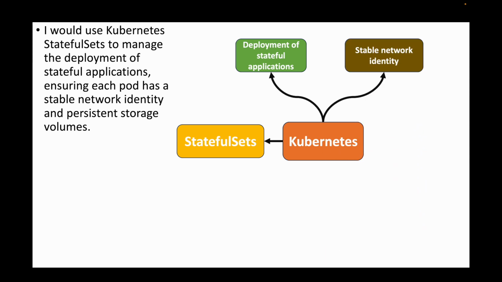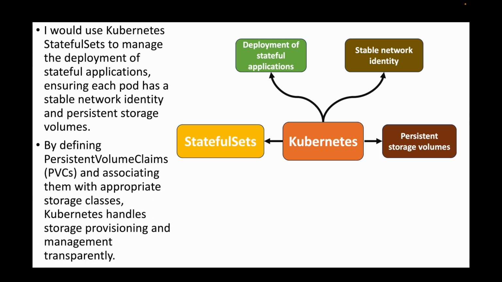That way we can ensure that each of the pods has a stable network identity and also a persistent storage volume. So again, here we make use of deployments to create our pods. Deployments can be used for making your pods have persistent storage volumes and also a stable network identity.